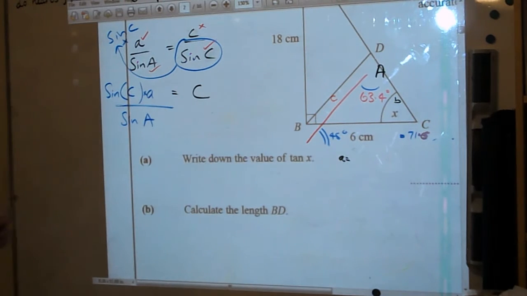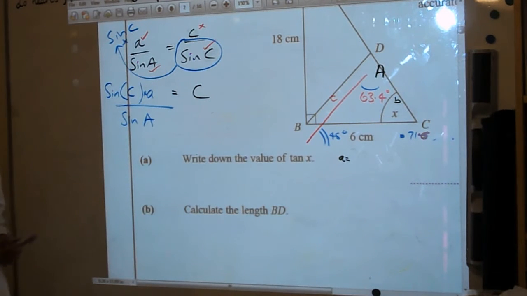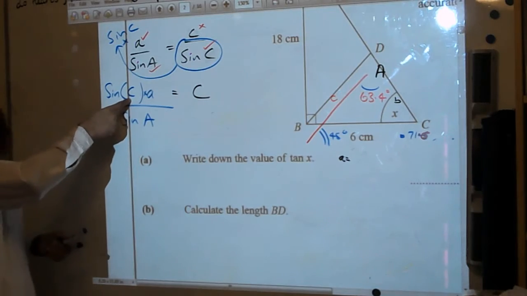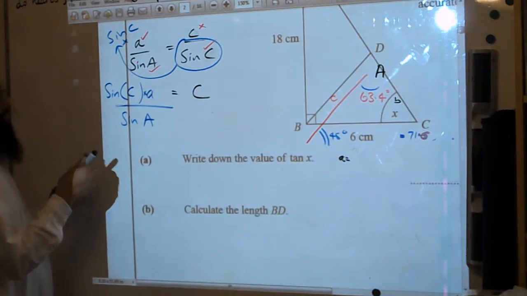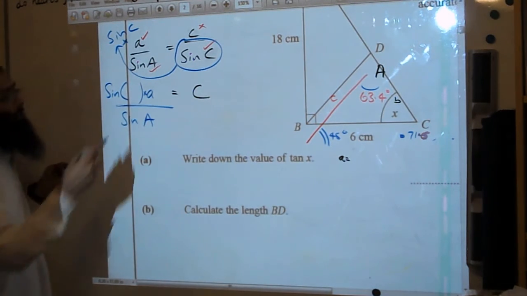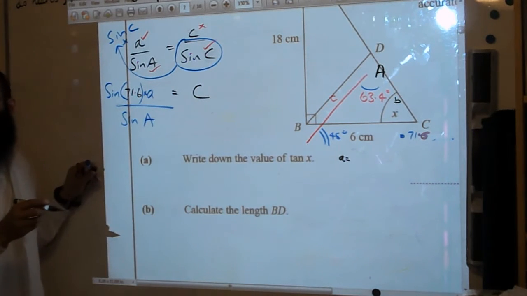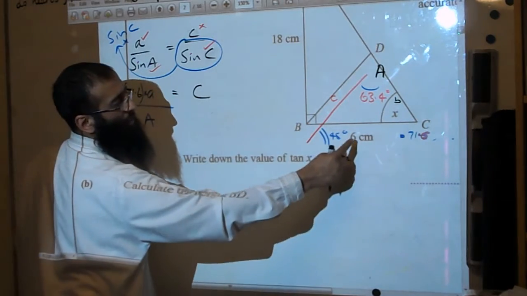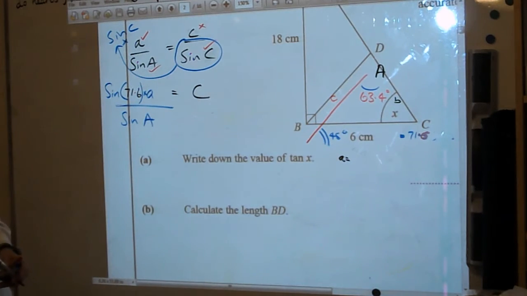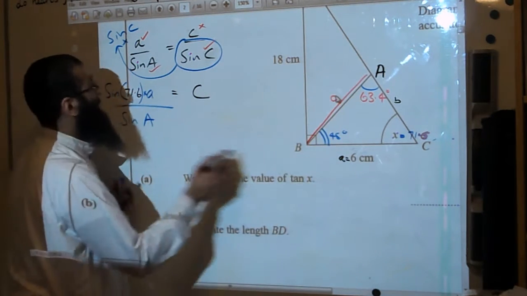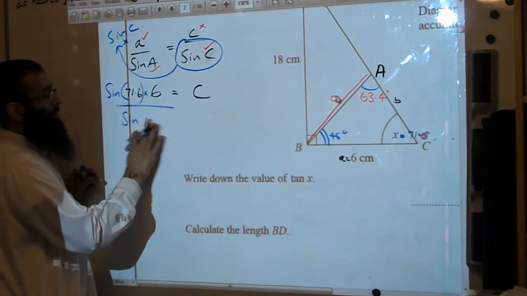Because I'm limited for space on the board at the moment, I'm going to rub off the letters and start putting the numbers in. Keep it on the timer. Now, what is the big value of C? The big value of C is the x value, which is equal to 71.6. So I'm writing in 71.6. Now, what is the little a? The little a is 6. So I'll put 6 in there. What is the big A? 62.4.